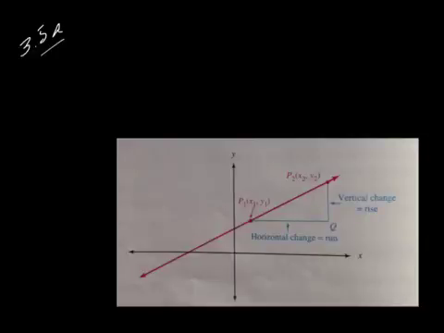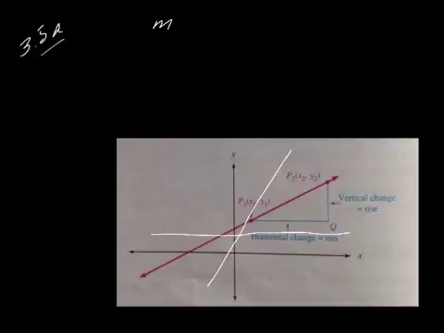So this is lesson 3.5a in elementary algebra, slope and the equation of a line. And we're talking about the slope of a line. What we're actually talking about is how steep the line is. The steeper the line, the bigger the slope will be. So if we have a line that's horizontal, the slope is going to be 0.